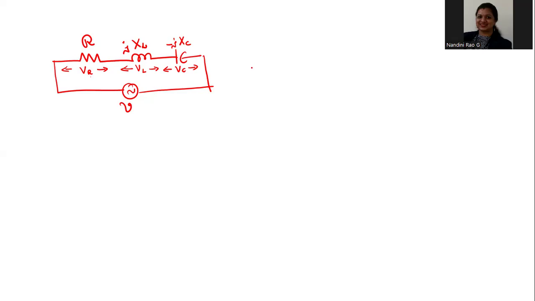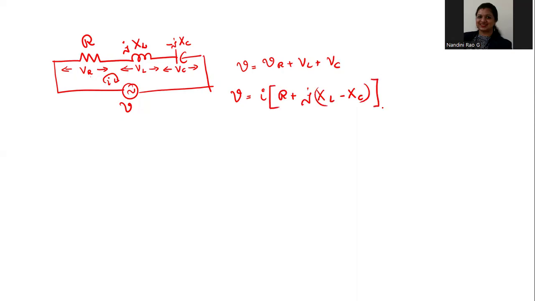What will be the expression? V is equal to VR plus VL plus VC. No change. So simply I will consider the current as I into R plus j XL minus XC. Is that right? Or any change? Okay, no change. So at resonance, what will I be equal to?